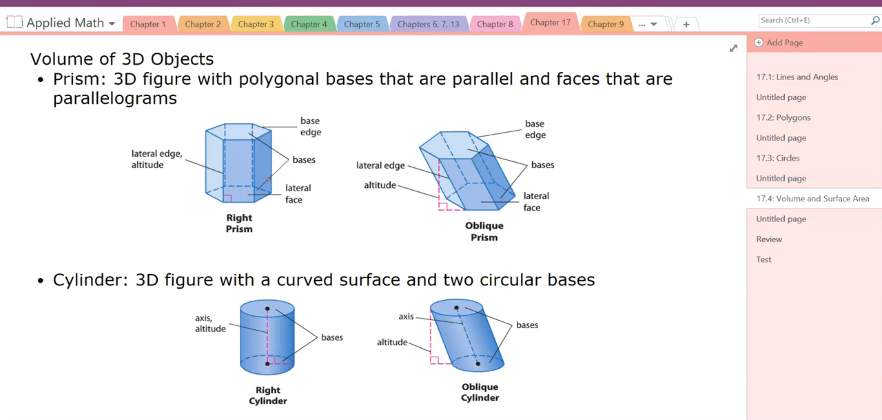Now cylinders are kind of like a prism, except instead of having rectangles as the sides, a cylinder has a curved surface that goes around it. So think about any canned food item. Canned fruit, canned vegetables, canned whatever. That's all in a cylinder shape. It has circles for its bases, and the outside edge is curved. If you laid it out flat, it is a rectangle, but it's curved around that circle shape.